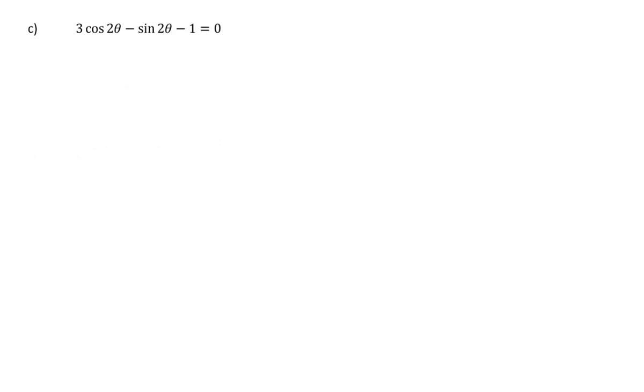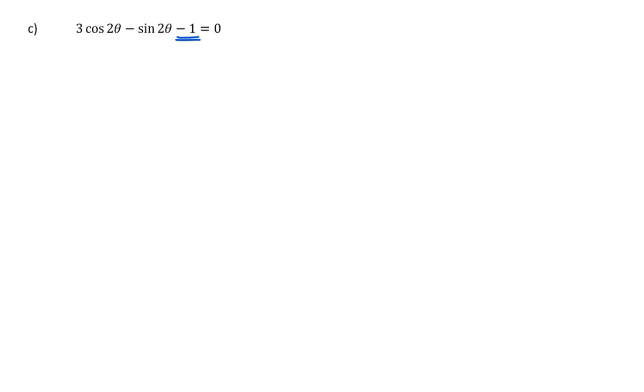Let's have a look at question C. Oh, this is interesting, because there's a sine 2 theta and a cos 2 theta. So immediately I thought maybe a tan. The only problem is I can't do a tan because there's a third term. If that third term wasn't there, I could hopefully get this to tan of 2 theta.